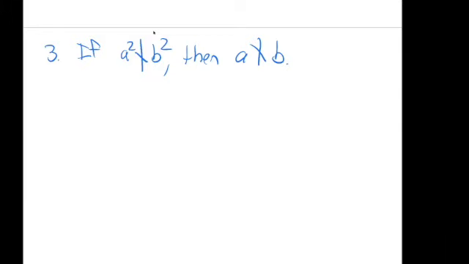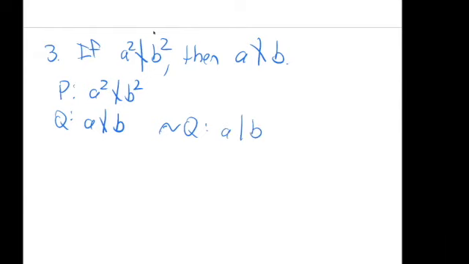I guess I'll go ahead. Or we both can. I'm not even sure that we finished it. But we did identify P as a squared does not divide b squared, and Q is a does not divide b. And we were going to prove not Q, which is a divides b, then not P, a squared divides b squared. Okay, good. And I think we were going to suppose that a divides b. There's then some integer k where b is equal to ak.